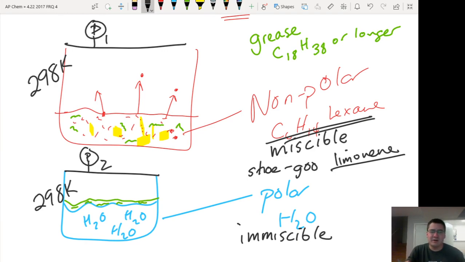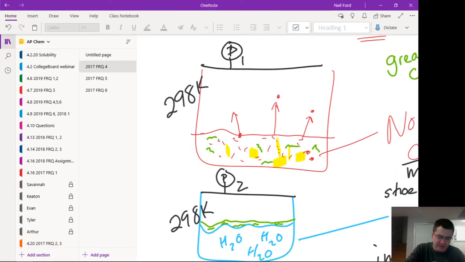So a lot of water soluble things don't smell, and a lot of things that are not water soluble have a smell to them. Makes sense. Water doesn't have a smell. Correct. Okay, next thing, we're going to move on.